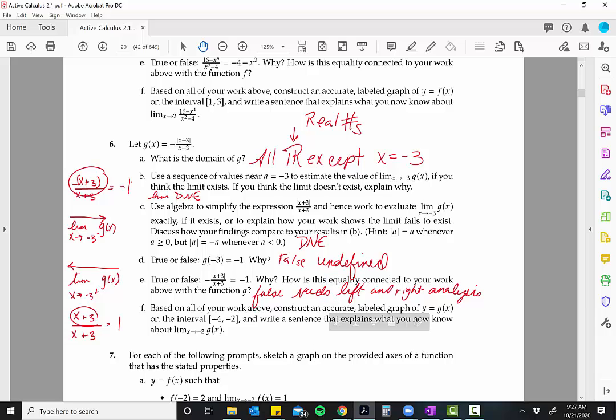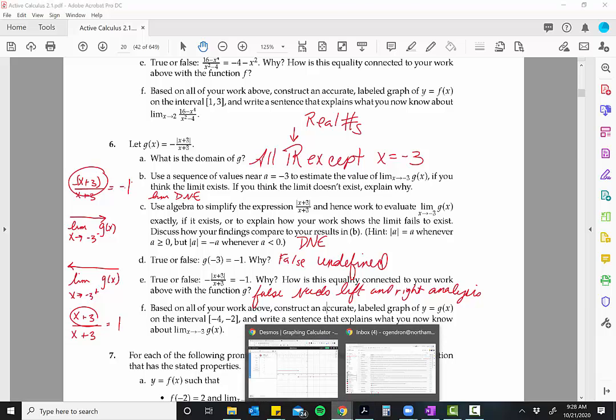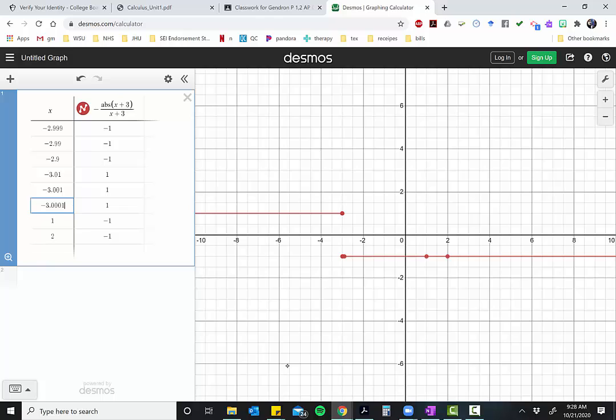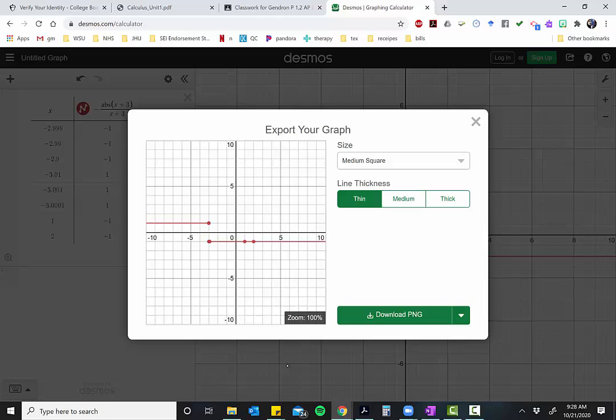So based on your work, construct an accurate labeled graph y equals g of x on the interval negative 4 to negative 2, and write a sentence that explains what you know about the limit as x approaches negative 3 of g of x. So we can go back to Desmos and you can just export the image. And you can zoom in to get the appropriate interval. Does it let you zoom in? No, it doesn't let you zoom in. Sorry. So that is problem 6. I hope that helps.